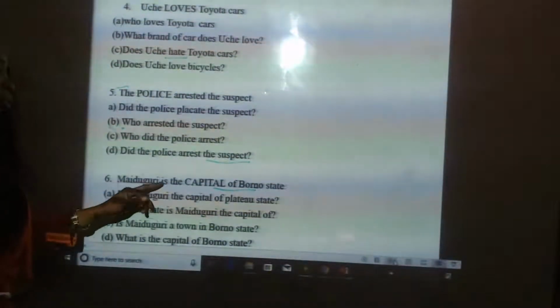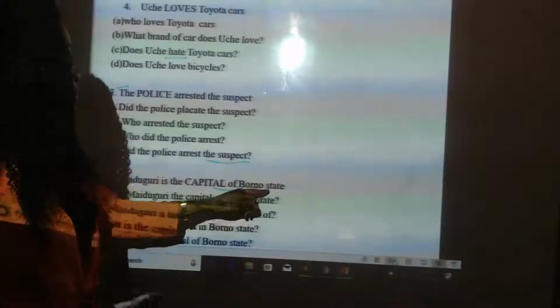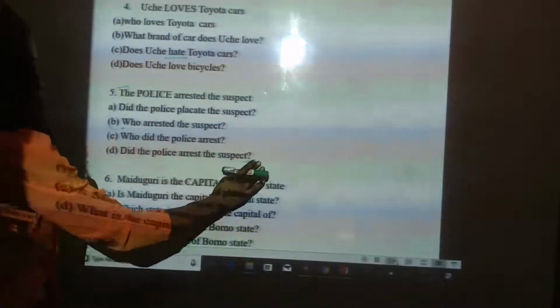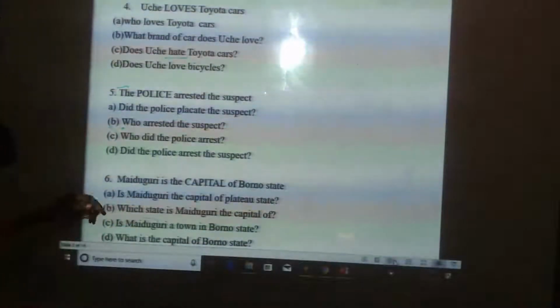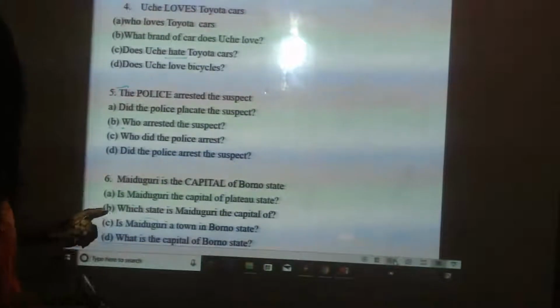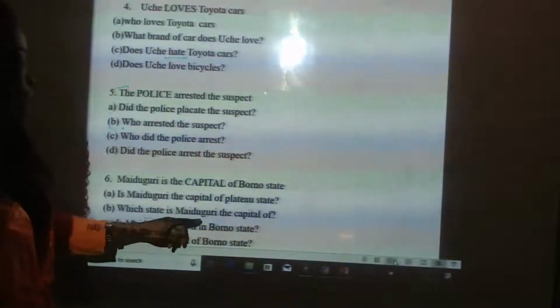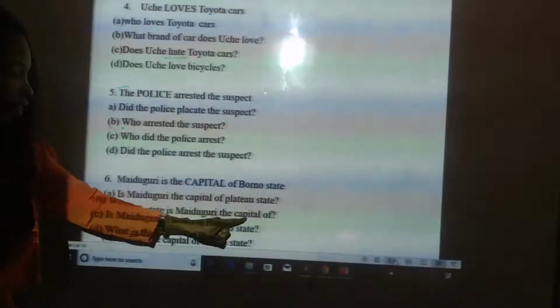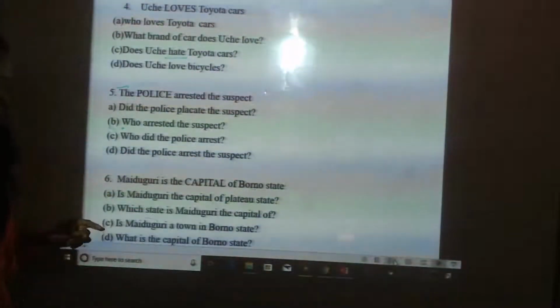Next, we have Maiduguri is the capital of Borno State. Now, option A is Maiduguri the capital of Plateau State? That's the answer. Which state is Maiduguri the capital of? That's not the answer. Why? Because you still have capital still appearing in all the sentences.